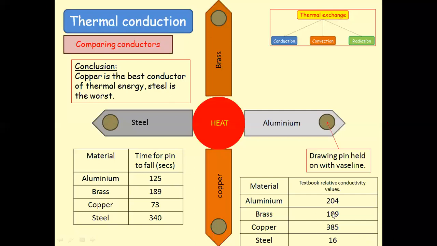Look at the table of the conductivity value or rate. For aluminium, it is 204. For brass, it is 109. For copper, it is 385. For steel, it is 16. So the conductivity rate for copper is the highest, and the conductivity rate for steel is the lowest. That's why it takes a longer time for the Vaseline piece to fall for steel, and less time for copper.